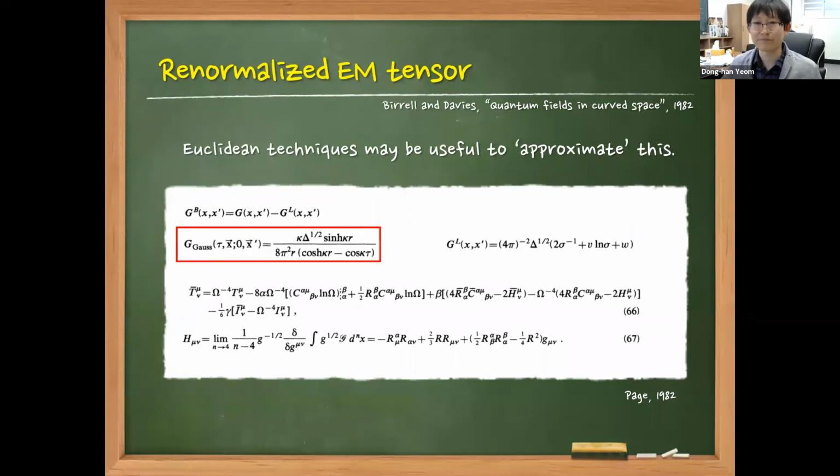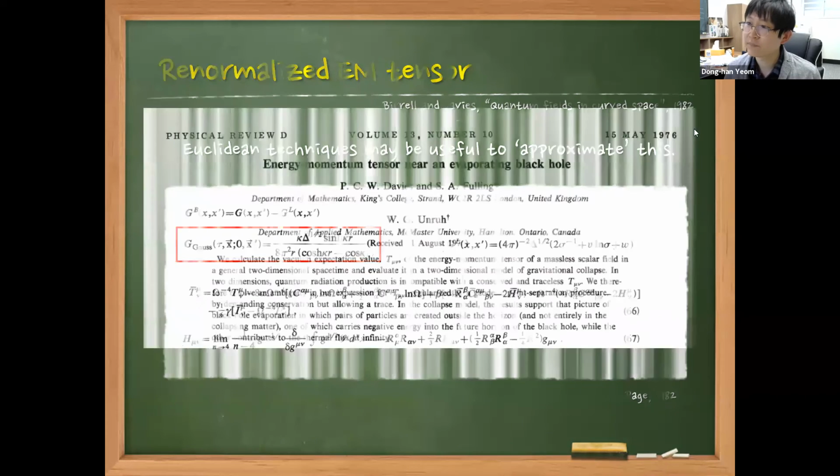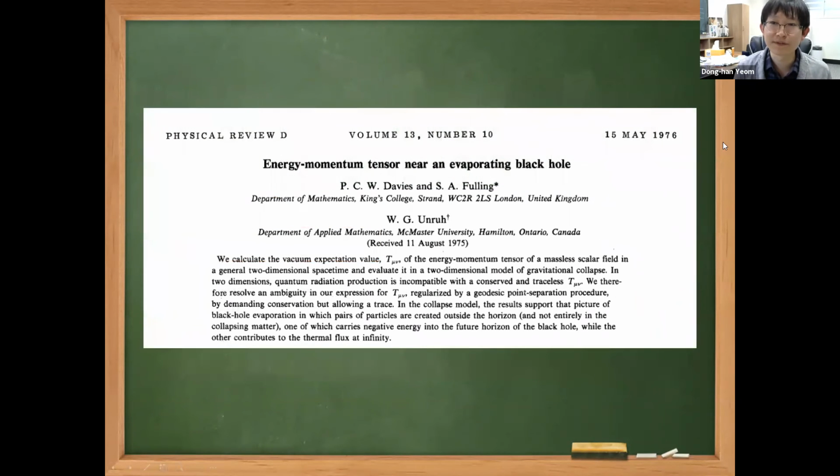So in conclusion, there are several approaches to obtain the renormalized energy momentum tensor, and there are already some formulas, but all of them are extremely complicated. So in my knowledge, they are not very practical to describe dynamical black holes. So what I will move to are simpler examples in the two-dimensional case.